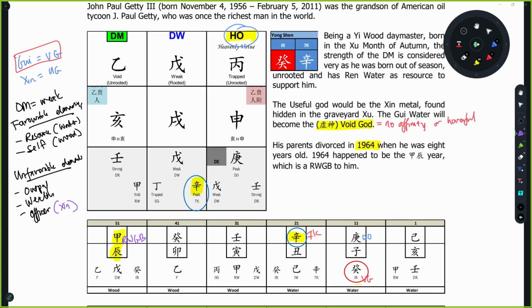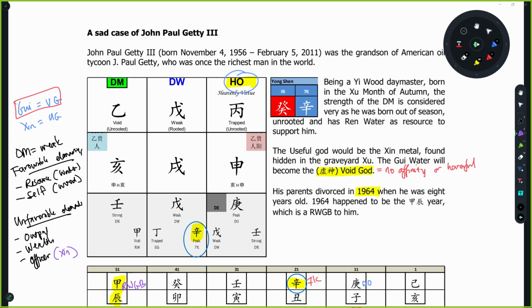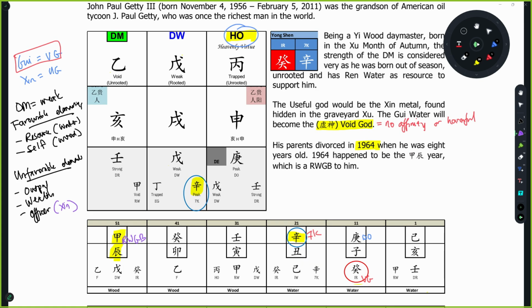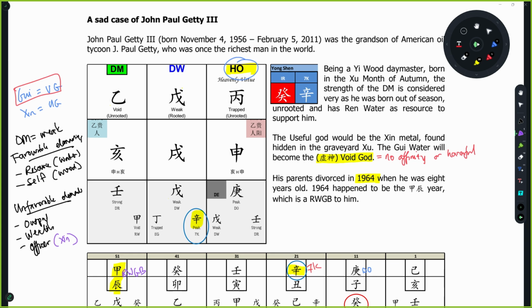Okay, so two things come to mind. If we observe this chart, what were the two strong influencing elements that coincide with all the various tragic moments of his life? We do find that one would be the Kwe water, the arrival of the Kwe water, and secondly, the arrival of the Sin metal. These two elements have come to inflict negative events on this chart.